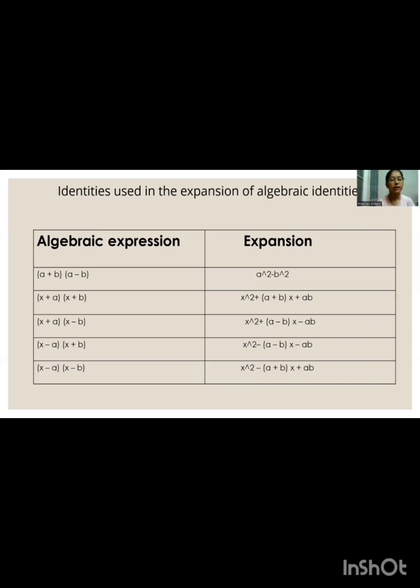Fourth one, (x minus a) into (x plus b): x square minus (a minus b) x minus ab. Fifth one, (x minus a) into (x minus b): in expansion, x square minus (a plus b) x plus ab.